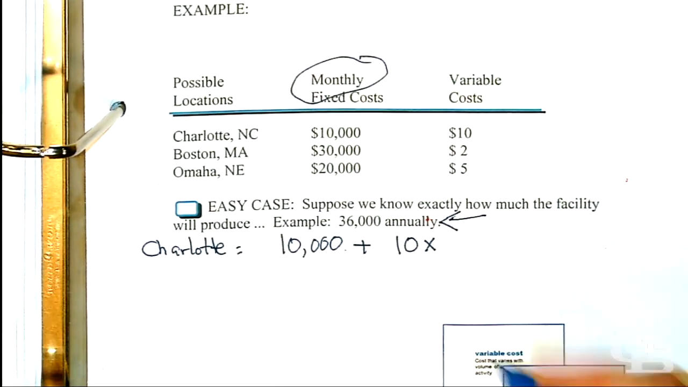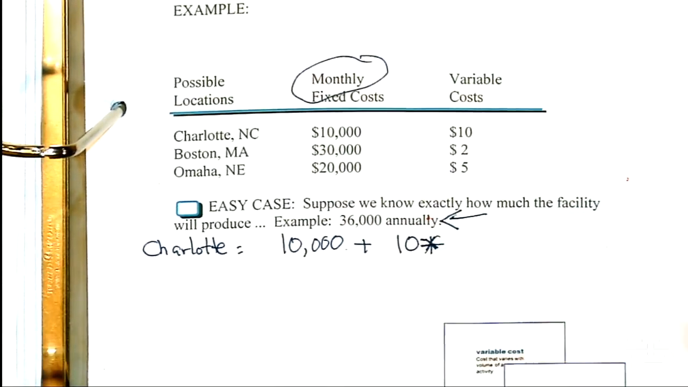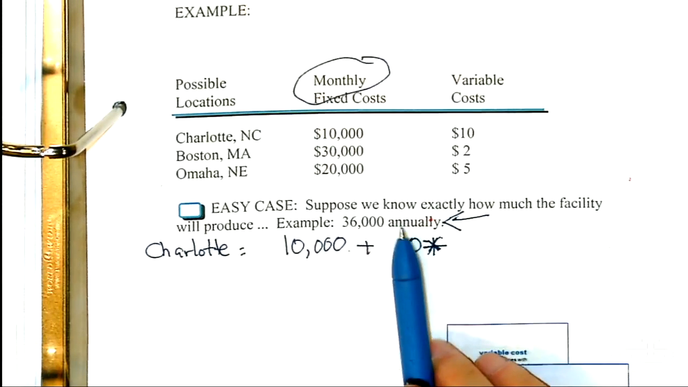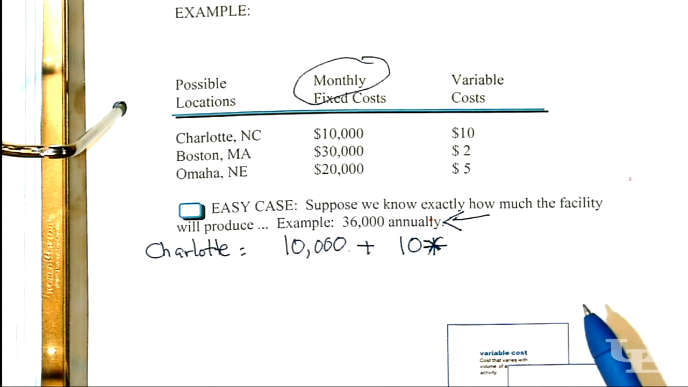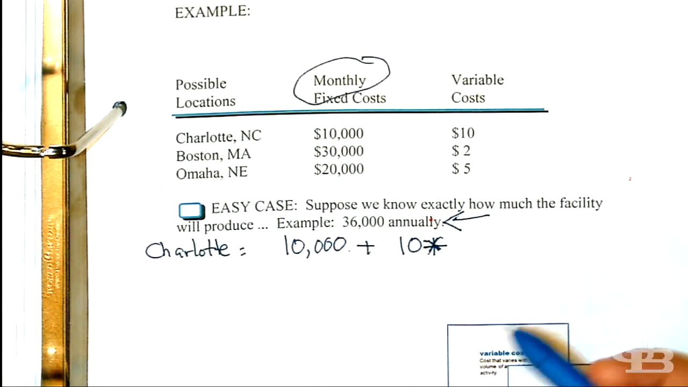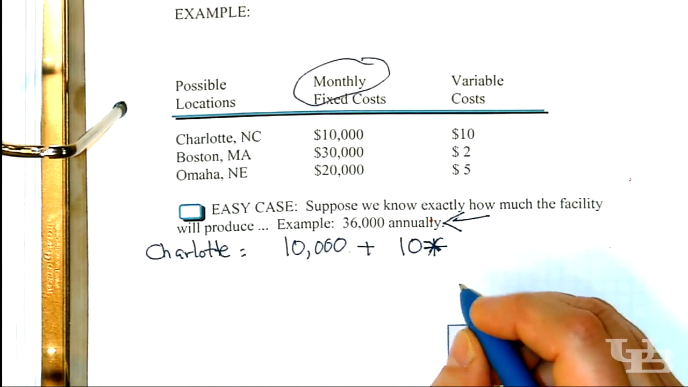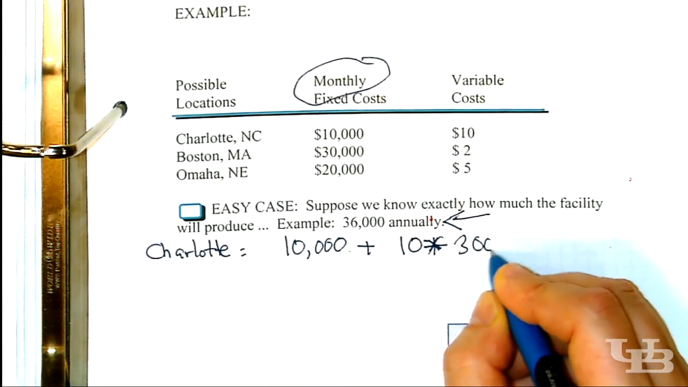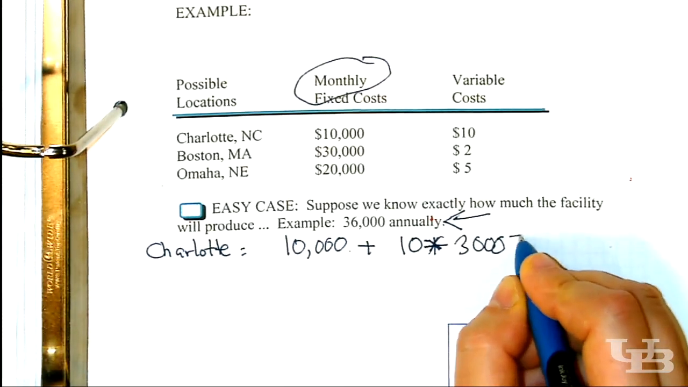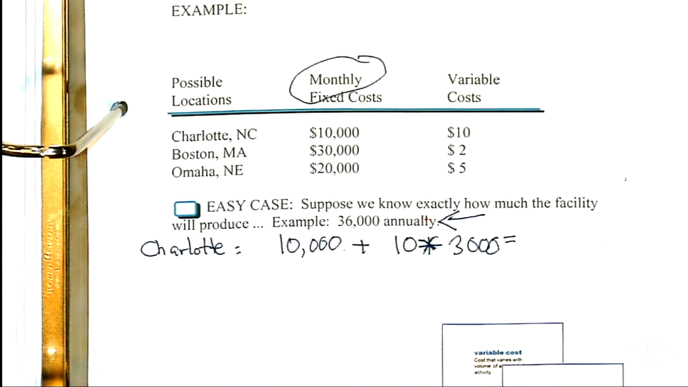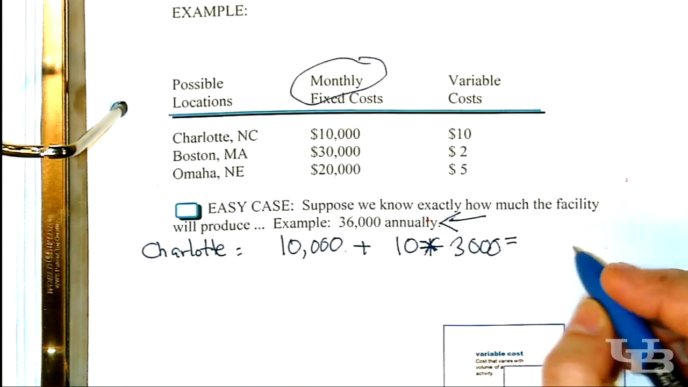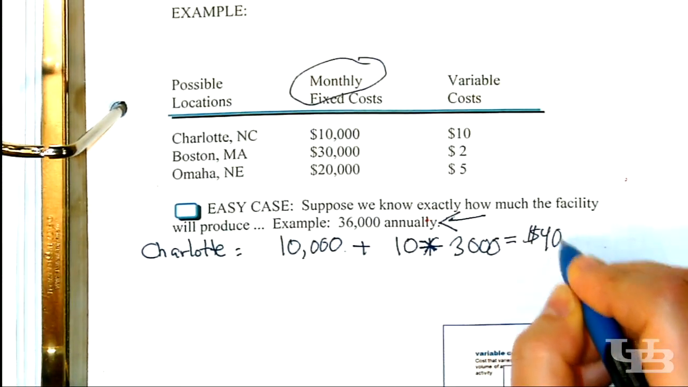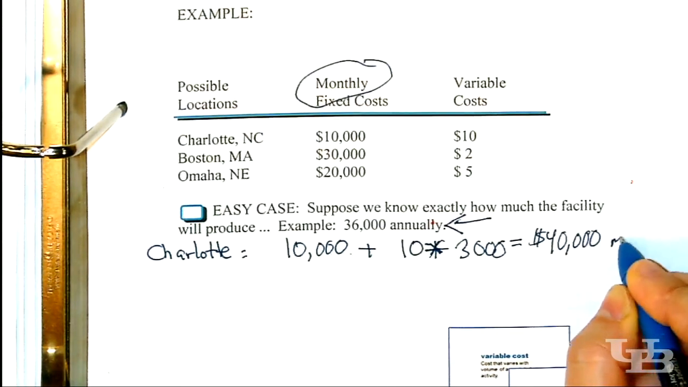But here's the problem. It's not really a problem. The volume here is deliberately annual. So wait a minute. If I'm going to produce 36,000 annually, 36,000 divided by 12, what do I expect to produce each month? Yeah, that's the number that I would want to use for my computations. I just want to figure out what it costs each month to be in Charlotte. So I get 40,000 monthly.